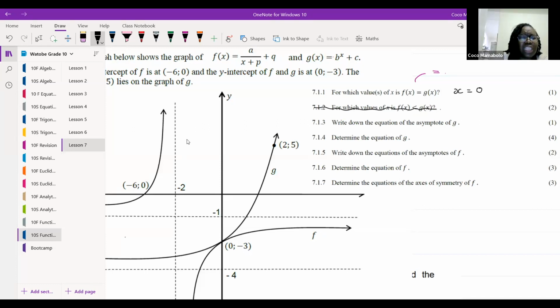Which graph is g, guys? The exponential or the hyperbola? Which of these graphs is g?